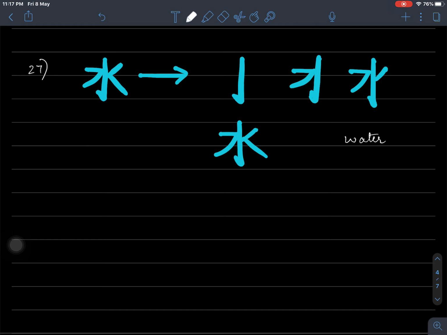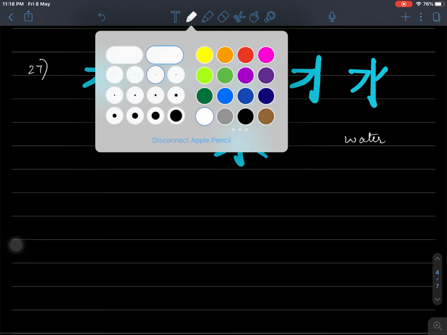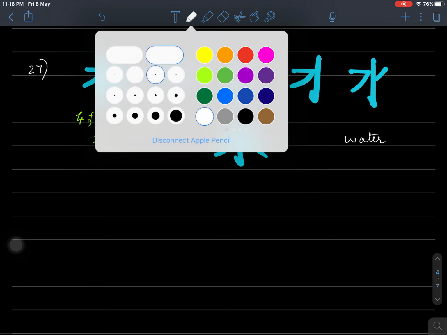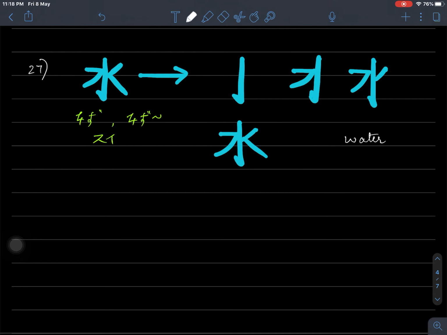You can use it. Personally, I find that a little more confusing to memorize, but again, to each their own. Now let's have a look at the on and kunyomi. The kunyomi is mizu, or it can also be mizu used as a prefix. The onyomi is very simple, sui. Now let's have a look at days.